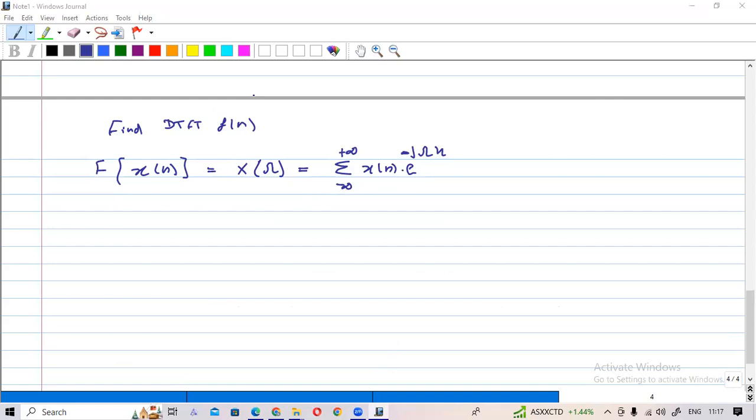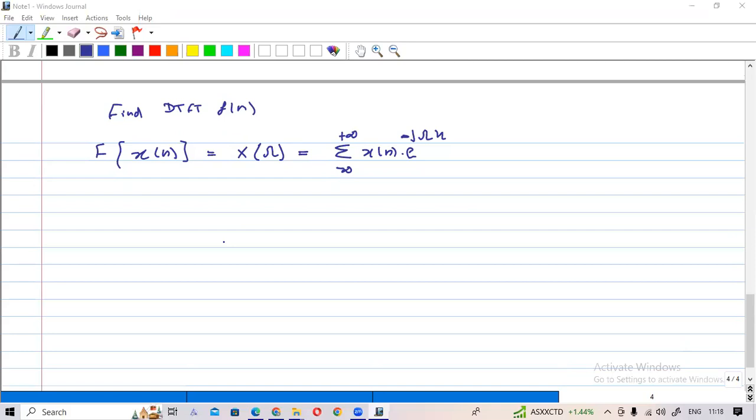Yes, the answer is correct. I got one answer that is correct. So what about the others? What is this delta n? Delta n means the impulse. This is the discrete time unit impulse signal.